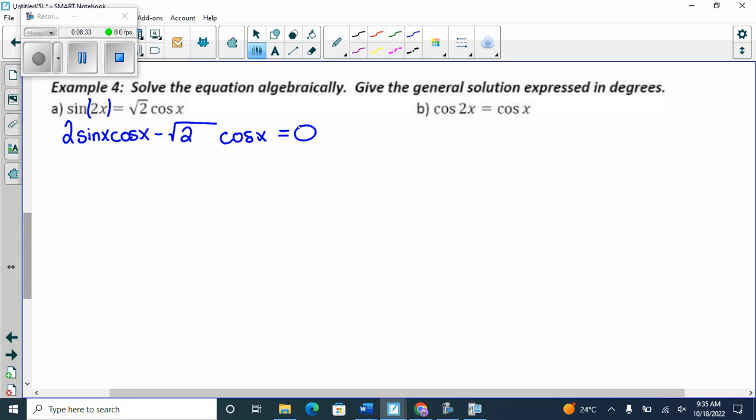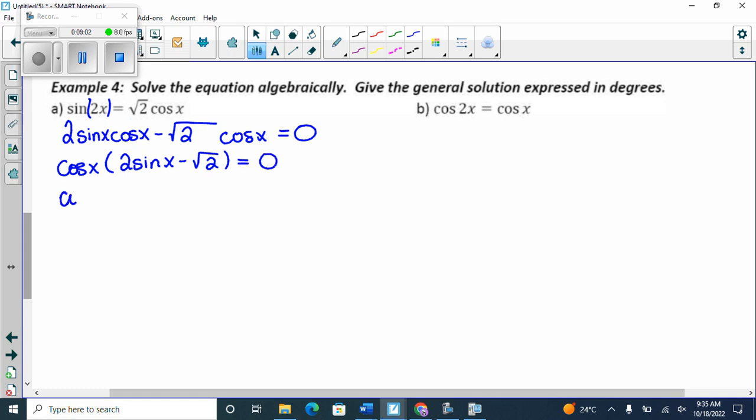The great thing about checking your solutions at the end is, if you are someone who oopsies and takes out the cos x, and you type the original into your calculator, you're going to say, hey, wait a second, there's more answers. Why are there more answers than what I'm getting? Oh, I divided the cos off. That's the problem. So it's always good to check. So we take out a cos x, and we're left with 2 sine x minus root 2 equals 0.